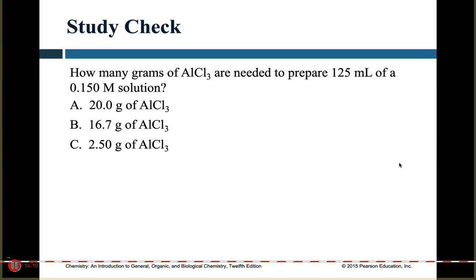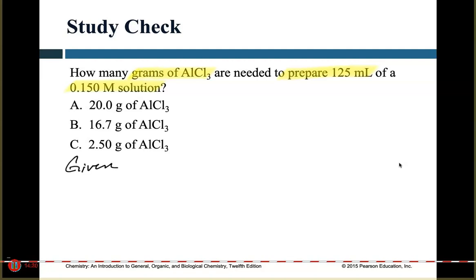So again, we'll take another one of these concentration problems. It's asking me for how many grams of aluminum chloride are needed to prepare a 125 ml solution of a 0.15 molar solution. And then it gives us a bunch of choices.